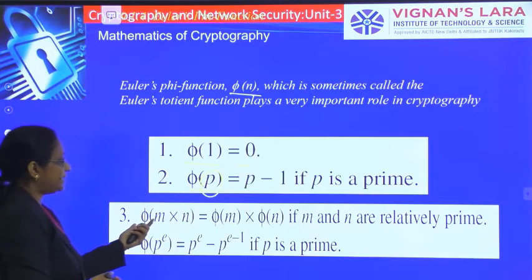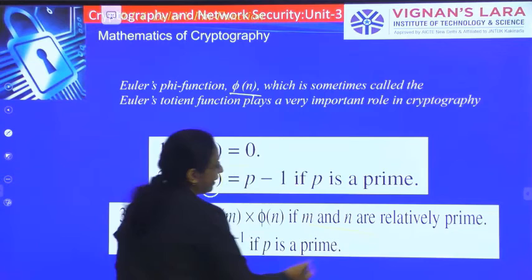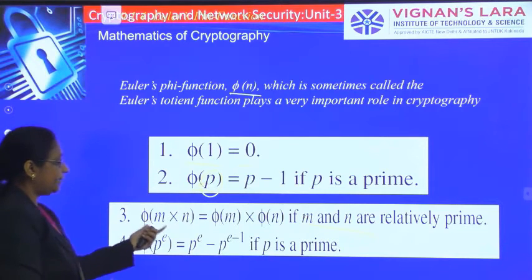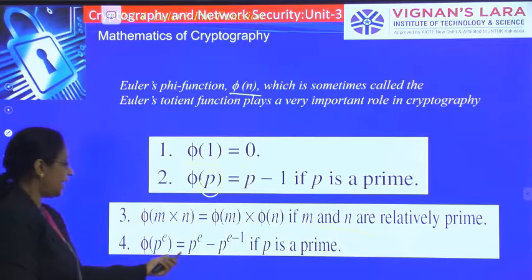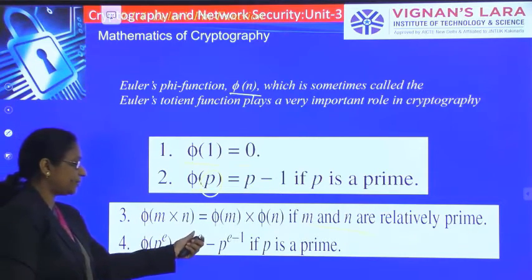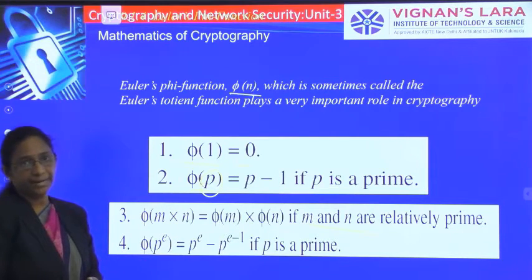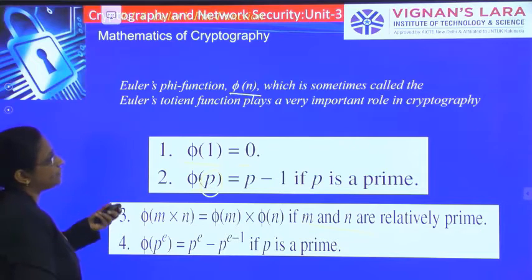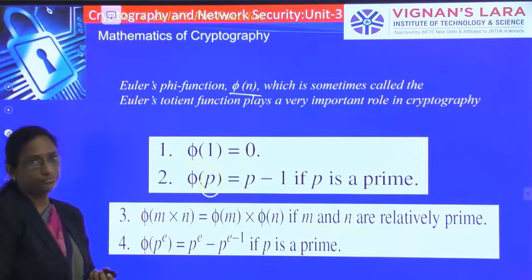If it is some m and n, where m and n are relatively prime, phi of m into n means phi of m into phi of n. Similarly, phi of p to the power of e is equal to p to the power of e minus p to the power of e minus 1 if p is a prime. So these are some formulas that we have for the Euler's totient function.